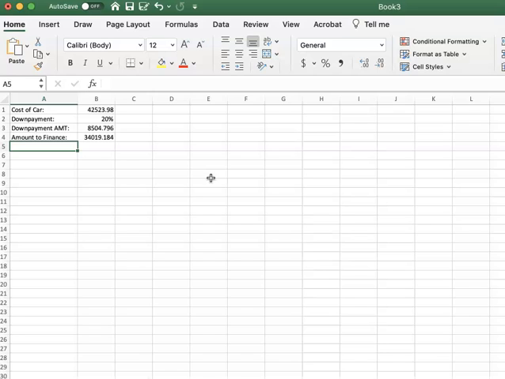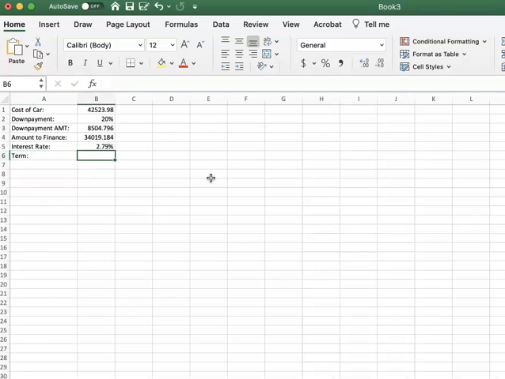So we have the amount to finance, and so we have two more things that we need to include here. We've got our interest rate. And for this one, we were given 2.79%. We can just type that in like that, 2.79%. And then we have the term, how many payments?